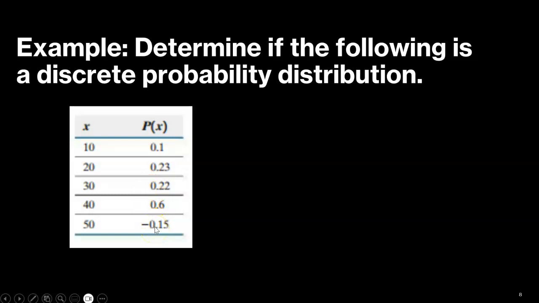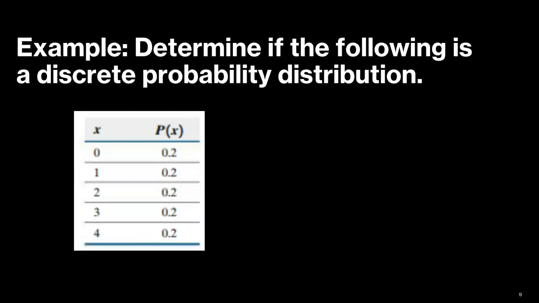We want to determine if this is a discrete probability distribution. So remember the two rules: all of the probabilities have to add up to 1, and all of the probabilities have to be between 0 and 1. I notice here I have a negative probability, which is impossible. I can't have that. And so therefore, this would not be a probability distribution. Why? Because I have a probability here that is not between 0 and 1.